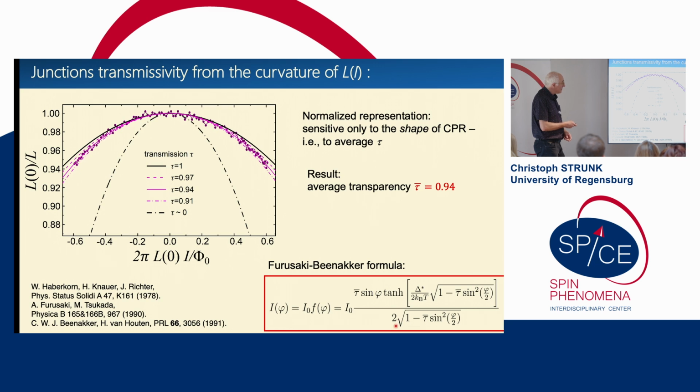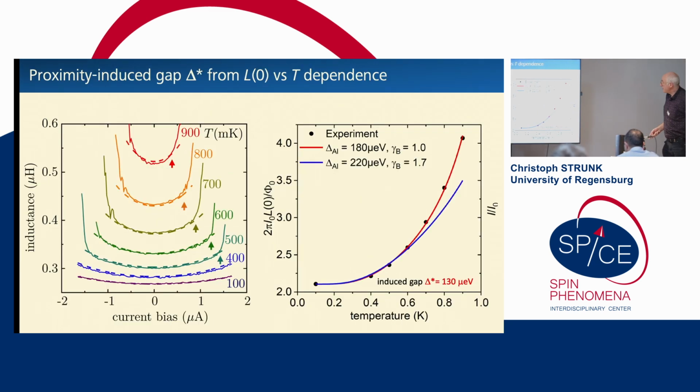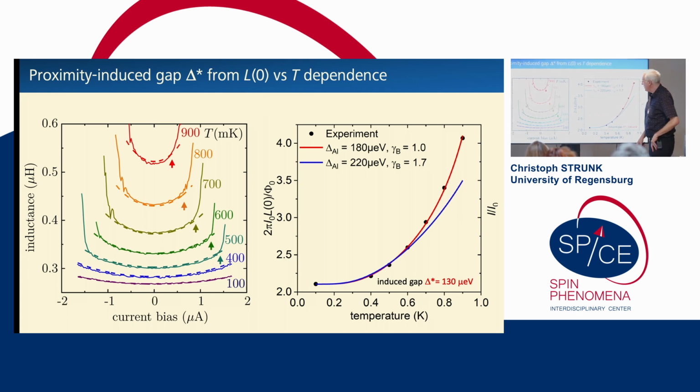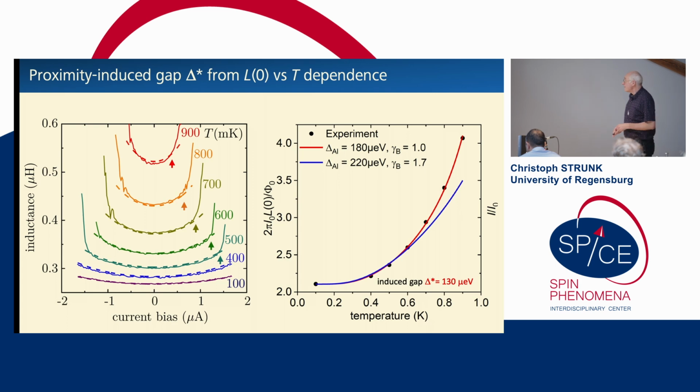So, having now the transparency, we can go on as a function of temperature. And from the absolute value of the inductance, we can determine the number of channels, this prefactor I0 basically. And from the onset of the temperature dependence, we can determine the induced gap. And these are the parameters that completely describe the junction in a quantitative fashion.